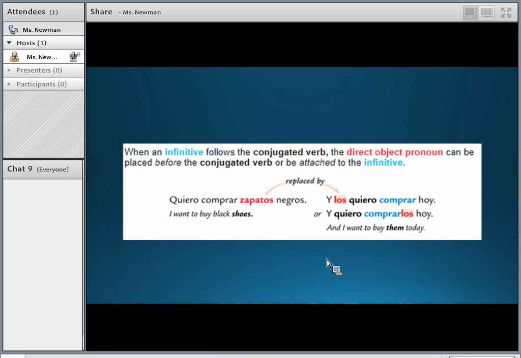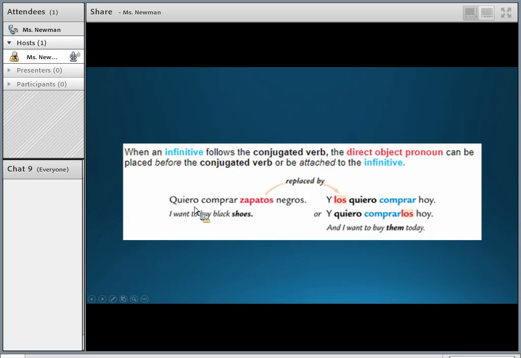Okay, so let's look at this chart here. It says when an infinitive follows the conjugated verb. So let's break that down. Let's look at this first right here. Quiero is a conjugated verb, I want. Comprar is the infinitive. So this infinitive has followed this one, right? Quiero comprar, I want to buy. This infinitive just followed the conjugated verb.